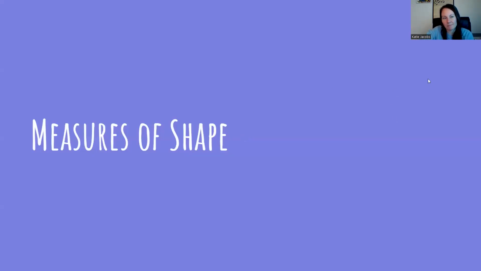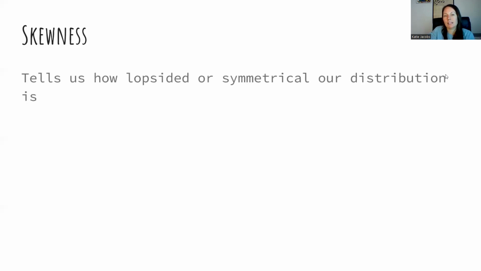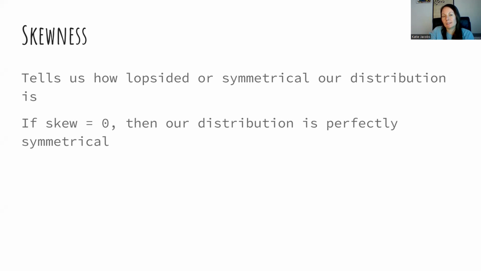So it measures the shape, which was the purpose of this unit. We have two different measures that we're going to learn about. We're going to learn about skewness, and we're also going to learn about something called kurtosis. Skewness tells us how lopsided or how symmetrical our distribution is. If our skew equals 0, then our distribution is perfectly symmetrical.